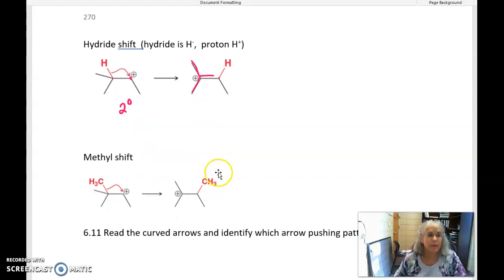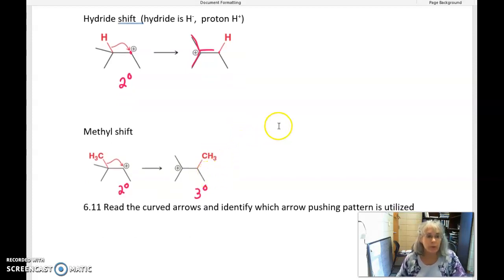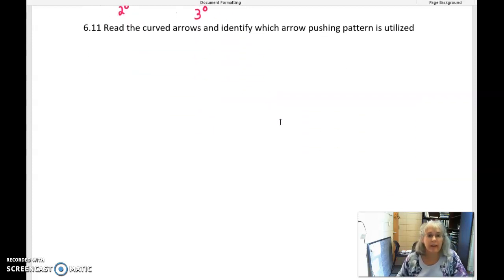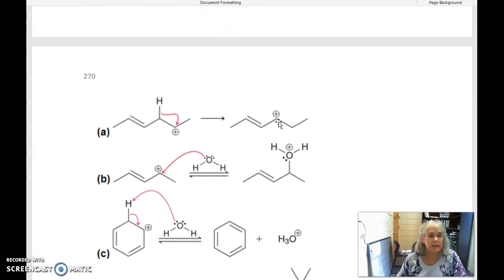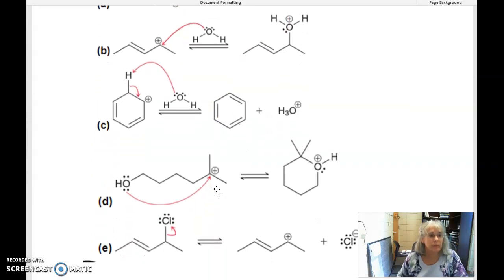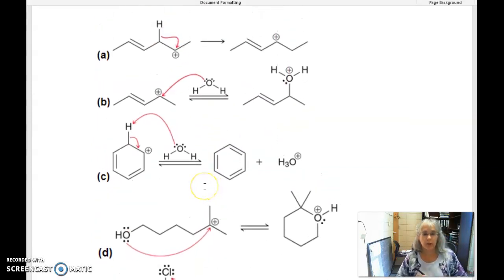A methyl group, if a proton is not available, a hydrogen is not available, a methyl group can shift. And that's what's happening here. We've got a secondary carbocation, and if the methyl group moves over, we can make a tertiary, and the tertiary is more stable, and so that will occur. So let's read the curved arrows and identify the arrow pushing pattern that's utilized. This is a good place for you to stop and make sure that you can identify these.